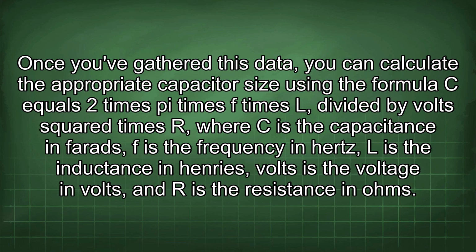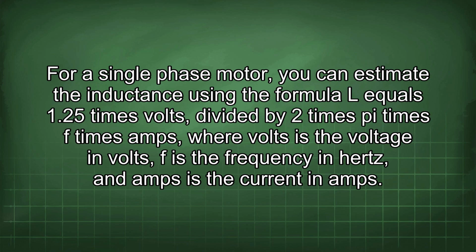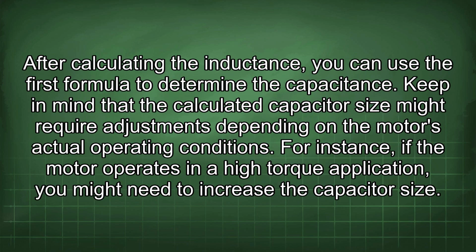For a single-phase motor, you can estimate the inductance using the formula L equals 1.25 times volts divided by 2 times pi times F times amps, where volts is the voltage in volts, F is the frequency in hertz, and amps is the current in amps. After calculating the inductance, you can use the first formula to determine the capacitance.